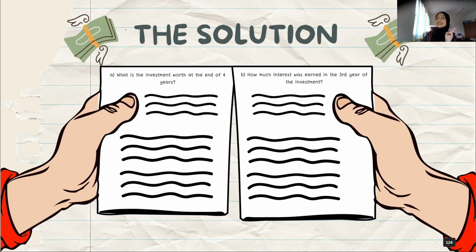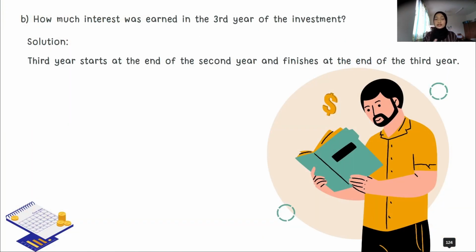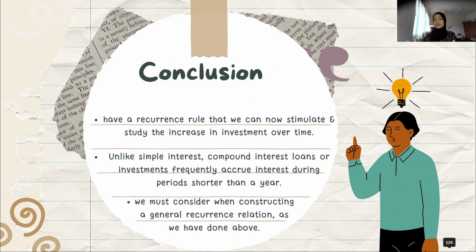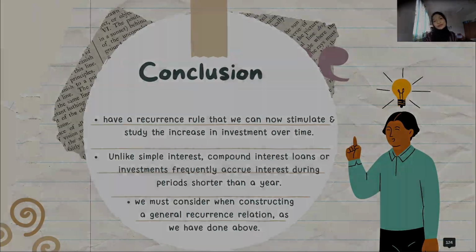Now let's see the solution for the second question. So the third year starts at the end of the second year and finishes at the end of the third year, meaning that we need to find how much interest was gained between the end of the second year and the third year. So thus the third year is A subscript 3 minus A subscript 2, and you will get the solution. So in conclusion, we have the recurrence rule that we can now simulate and study the increase in investment over time. Unlike simple interest, compound interest loans or investments frequently accrue interest during periods shorter than a year. So we must consider this when constructing a general recurrence relation as we have done just now.